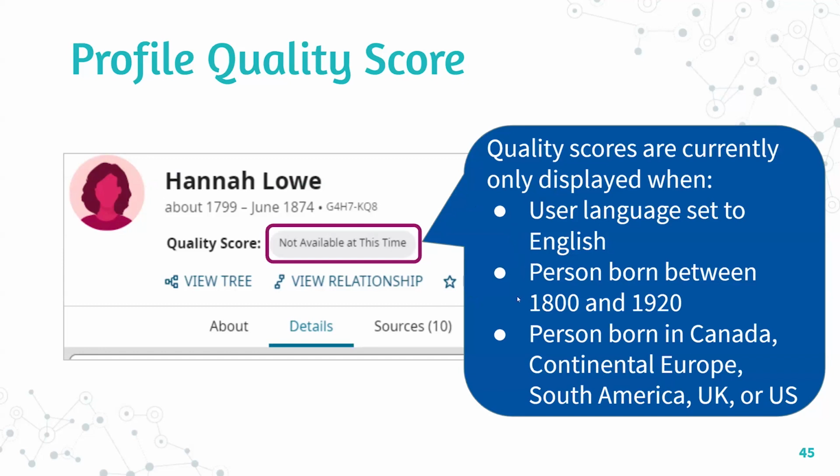Person has to be born between 1800 and 1920, and they have to be born in one of these locations: Canada, continental Europe, South America, United Kingdom, or United States. So for the pilot, they had to limit it, understandably, right? But when the tool is actually released for the public, I am sure that even if it's not available for everyone right away, they'll be moving towards that to let it be available for everybody, because who doesn't want to have good quality on their people and family tree?